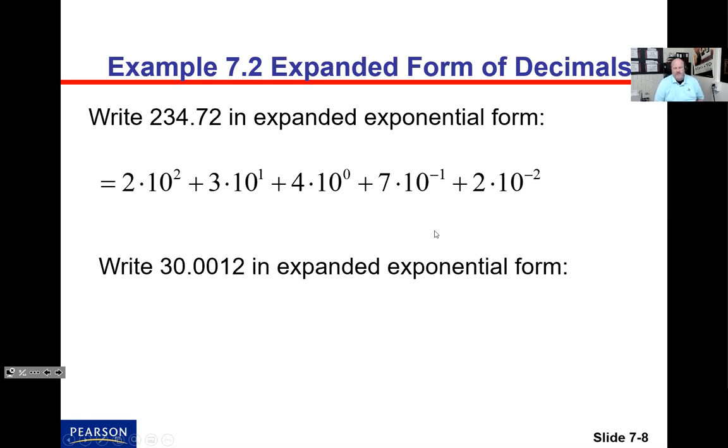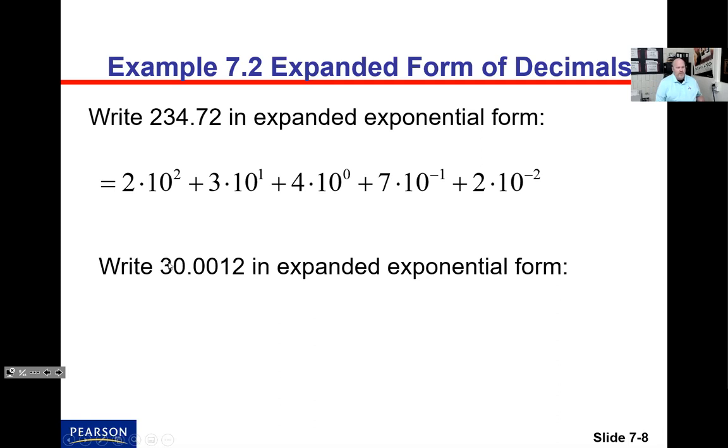30.0012. Oh, sorry, 30 decimal. I guess I should actually use the proper terminology. I say point all the time, but it's actually decimal. 30.0012. We want to write this in expanded form. So we have to include all the zeros that are in there. We can't ignore them.